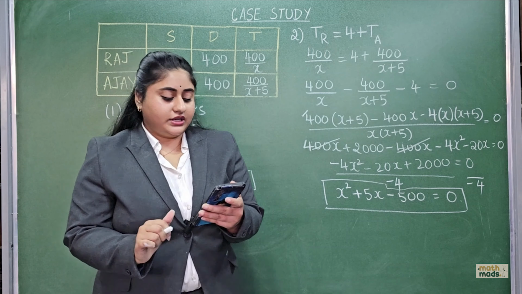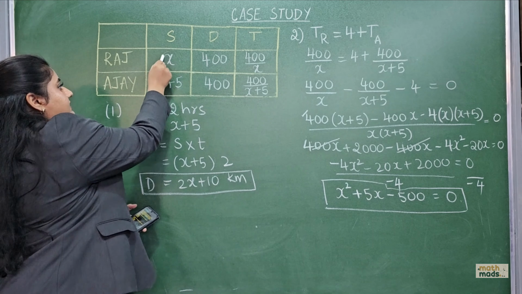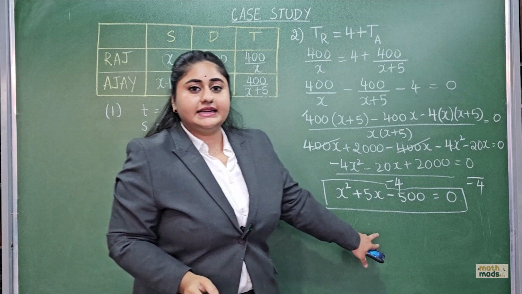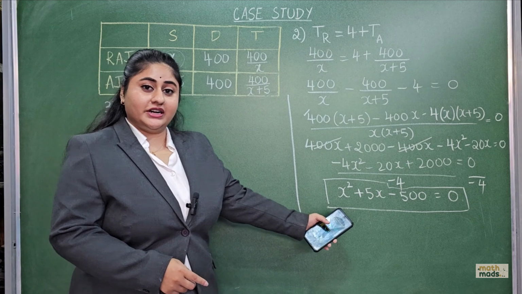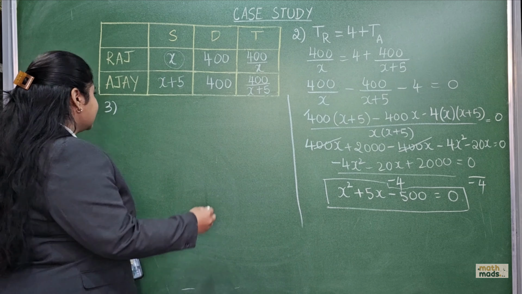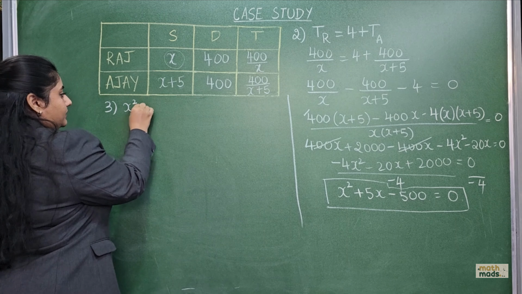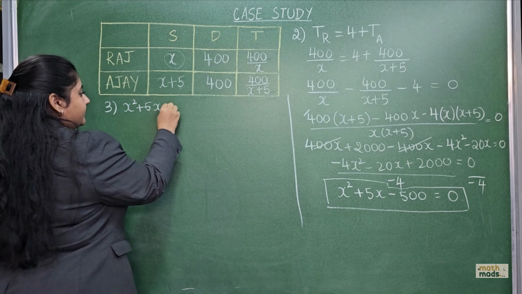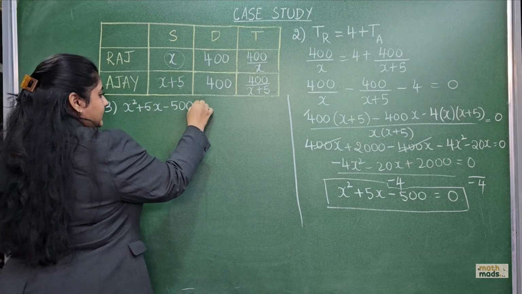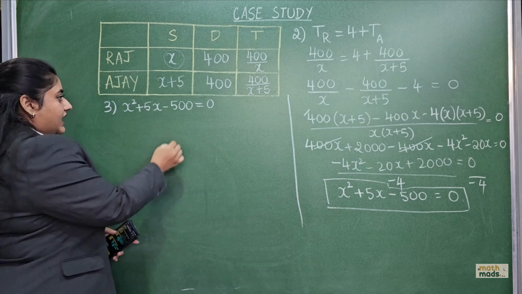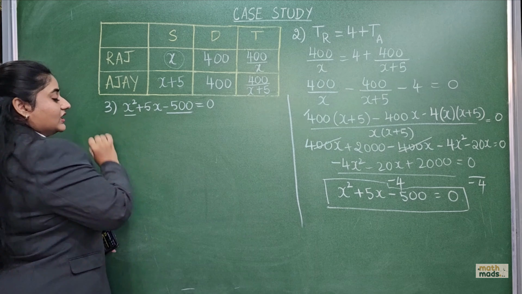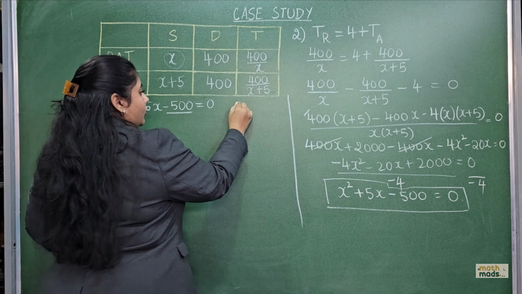What is the speed of Raj's car? Speed of Raj's car is X. So I just have to find X. To find the speed of Raj's car, let's solve this quadratic equation, that is, find the roots of this equation. X square plus 5X minus 500 is equal to 0 is the given equation. Now, to find the roots of this equation, I have to take the product of first and the last terms. So, what do I get?